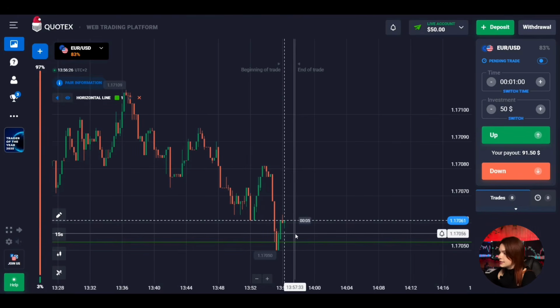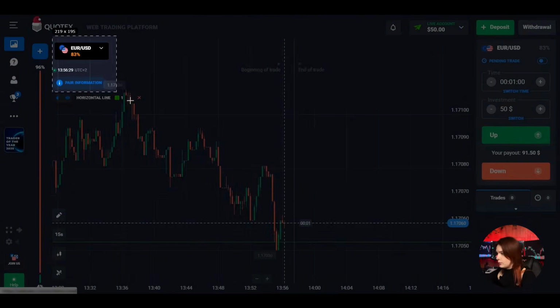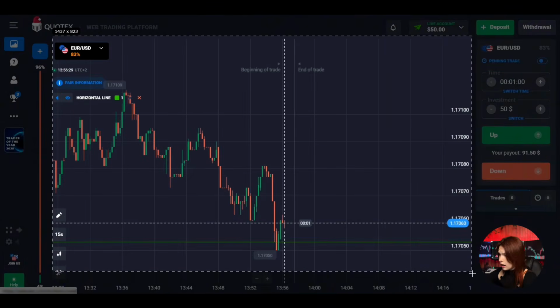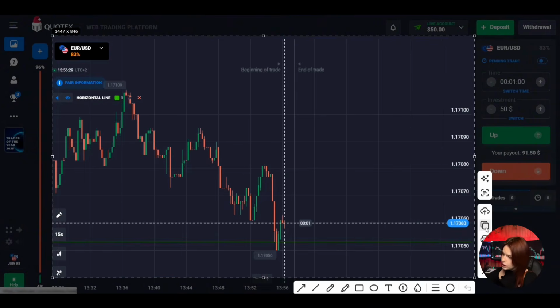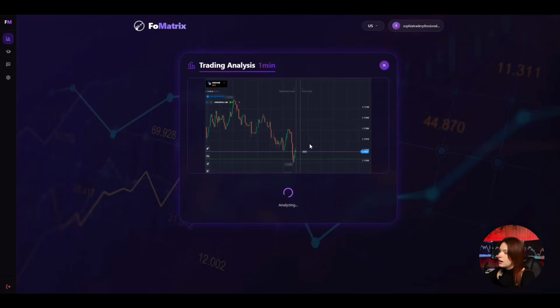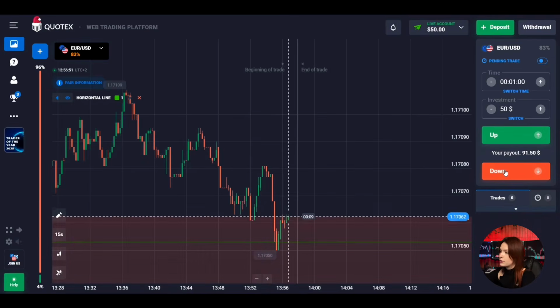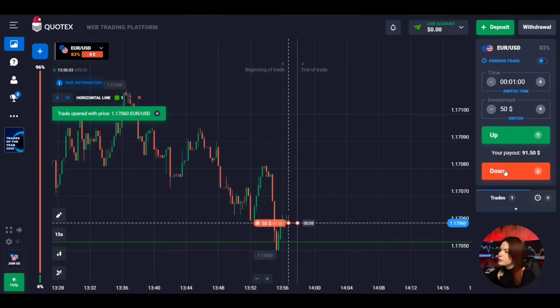Well, guys, now let's take a screenshot of this chart. That is, I highlight the image of this chart, then I copy the image and switch to the 4 Matrix platform. I press Ctrl plus V and paste the image here. By the way, guys, all platform signals are issued for a period of 1 minute, and here it offers to open a trade to go down. So that's what I'm going to do, guys.